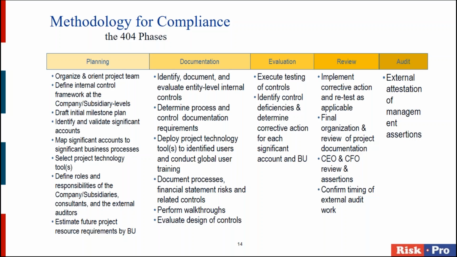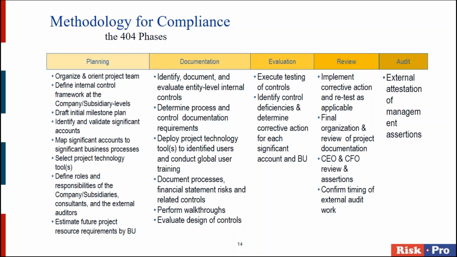Then the next level is evaluating the entire controls, execute the testing process, then testing is identified, identify control deficiencies, and determine the corrective action. That is very critical. Once you identify control deficiencies, it is important that we determine the corrective action for each significant account and business unit.